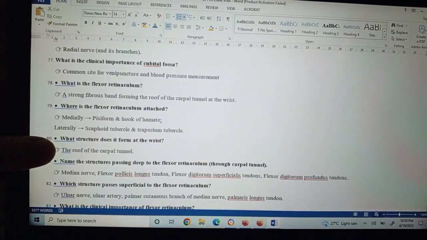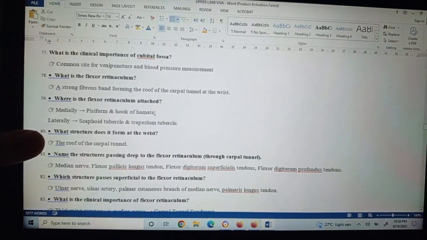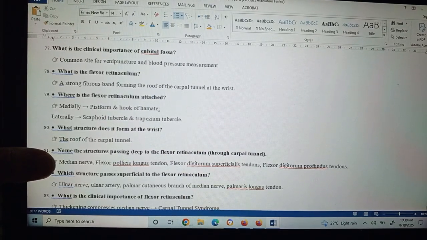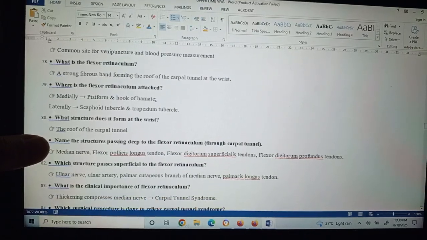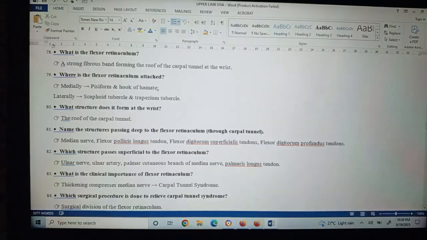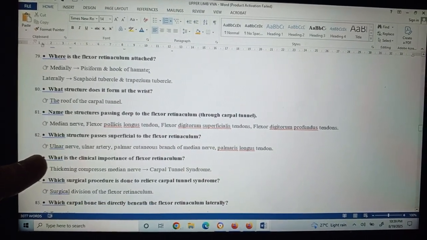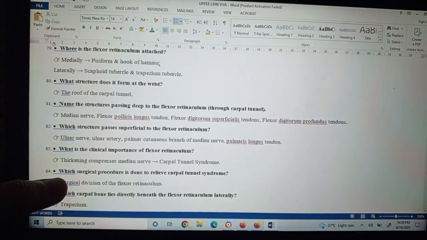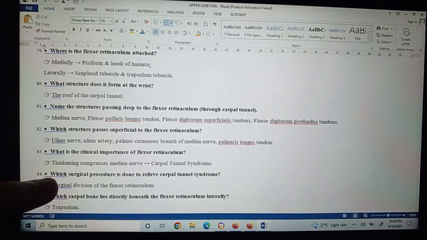What is the flexor retinaculum? A strong fibrous band forming the roof of the carpal tunnel at the wrist. And where is the flexor retinaculum attached? Medially pisiform and hook of hamate, laterally scaphoid tubercle and trapezium tubercle. You must draw it on your hand to learn it. Okay. Name the structures passing deep to the flexor retinaculum through the carpal tunnel. Median nerve, flexor pollicis longus tendon, flexor digitorum superficialis tendon, flexor digitorum profundus tendon.